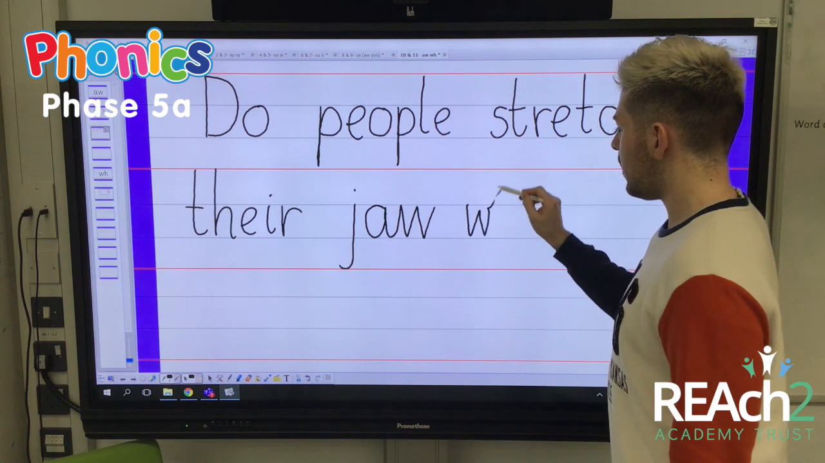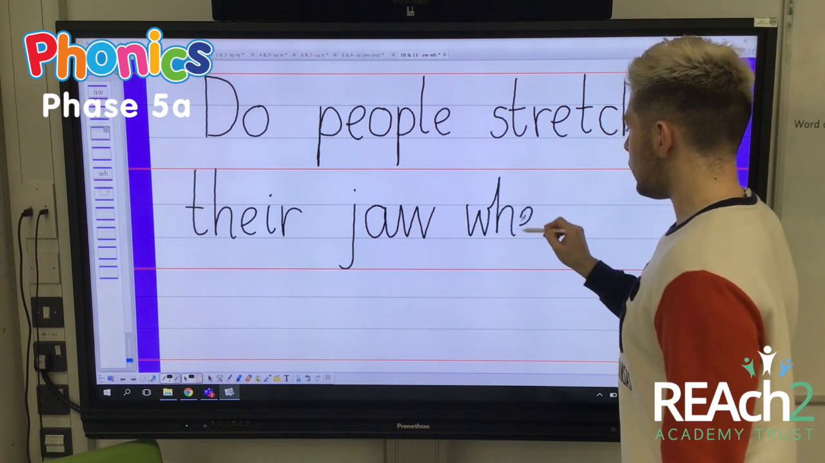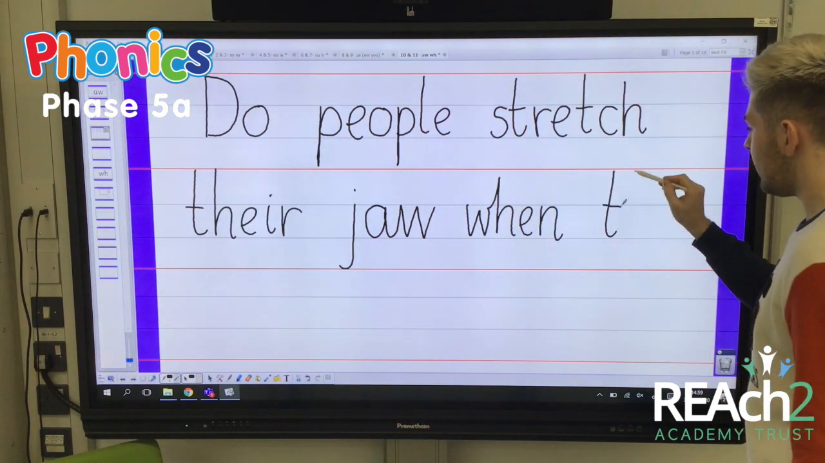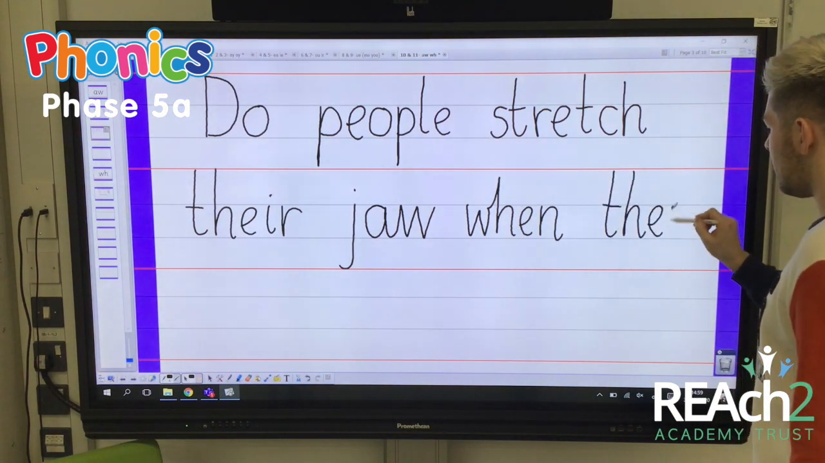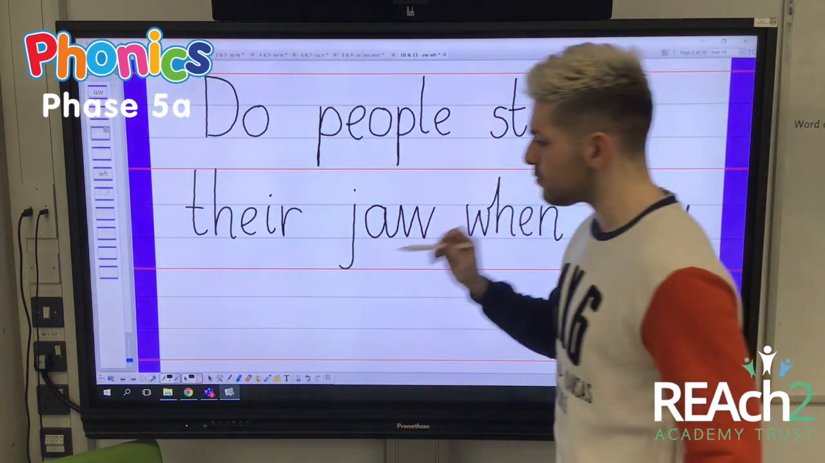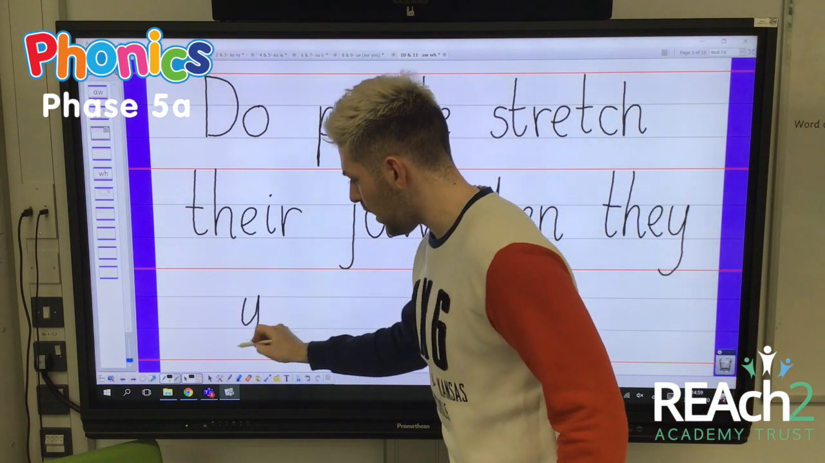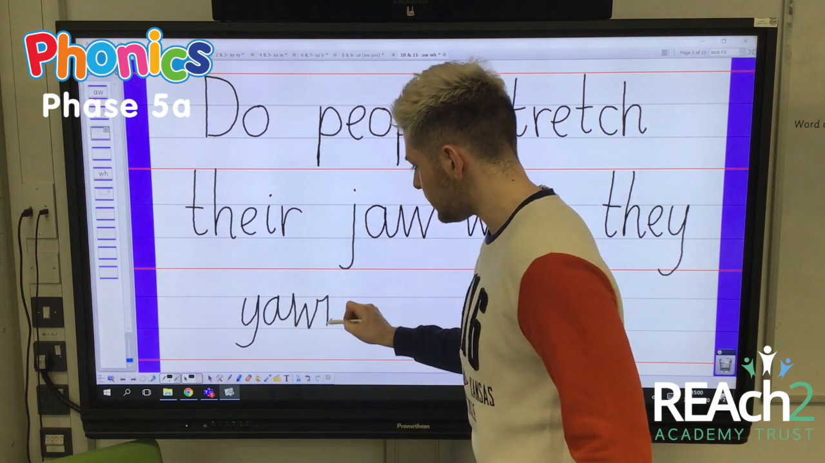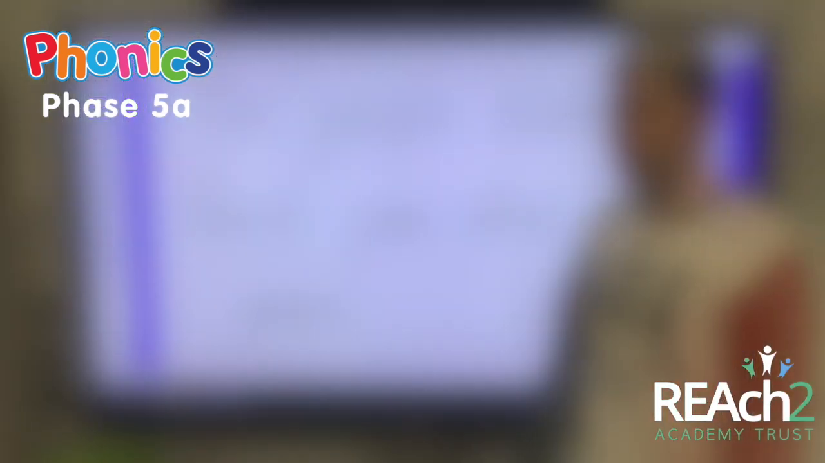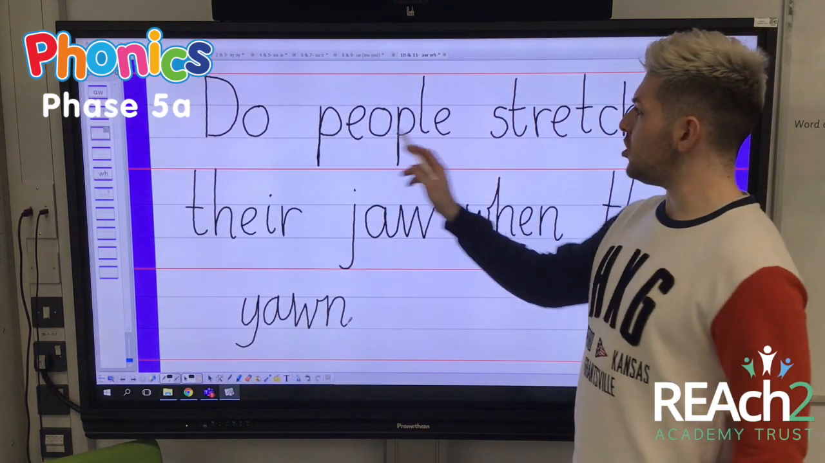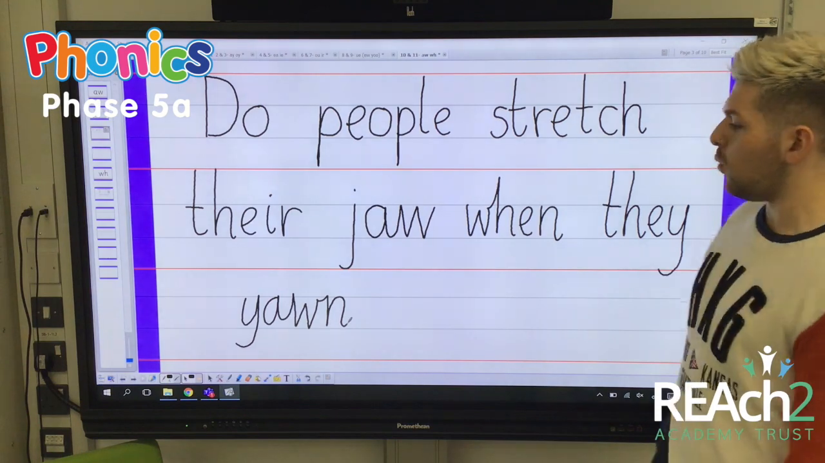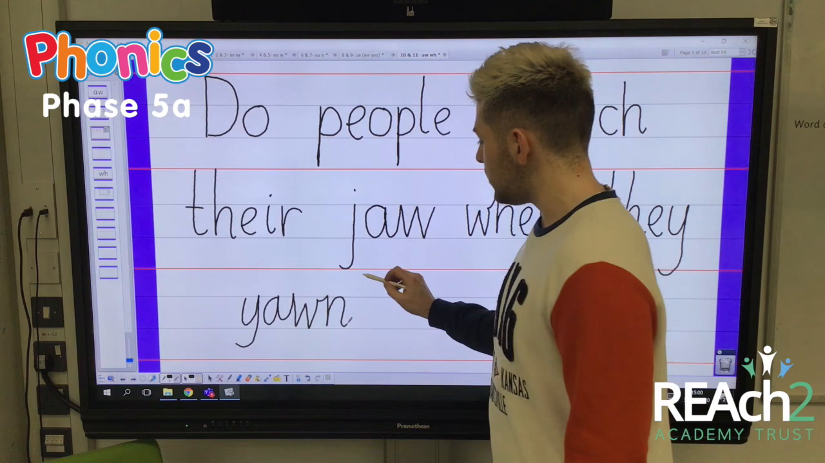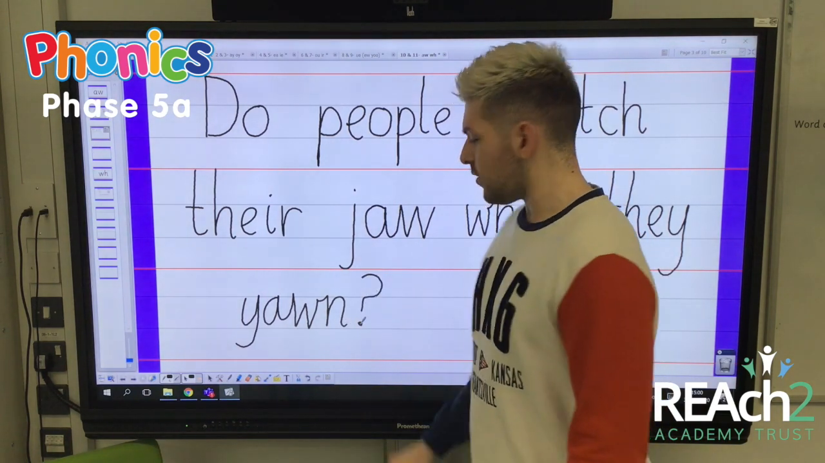When? When? Another tricky word. They. Spell this one with me. The word was yawn. I had Y, A, W into N. Think about what type of sentence this is. Do people stretch their jaw when they yawn? That is, of course, a question. So I do need to make sure I've got a question mark.